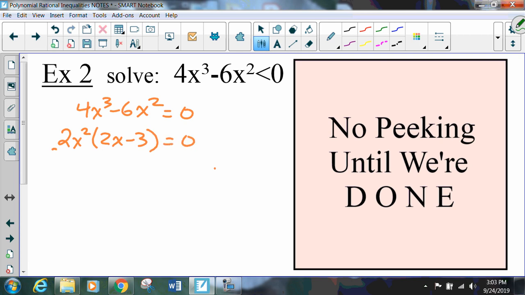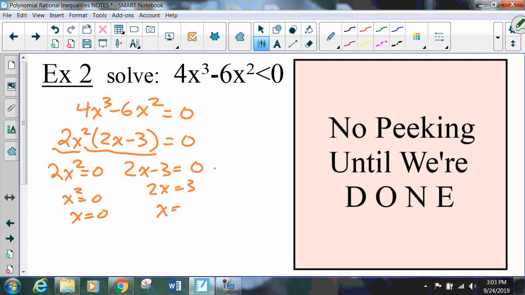So I have something times something equals 0. So I know either 2x squared equals 0 or 2x minus 3 equals 0. And so when I solve for this, I get x squared equals 0, which of course means that x is equal to 0. And over here, I get that x is equal to 3/2.